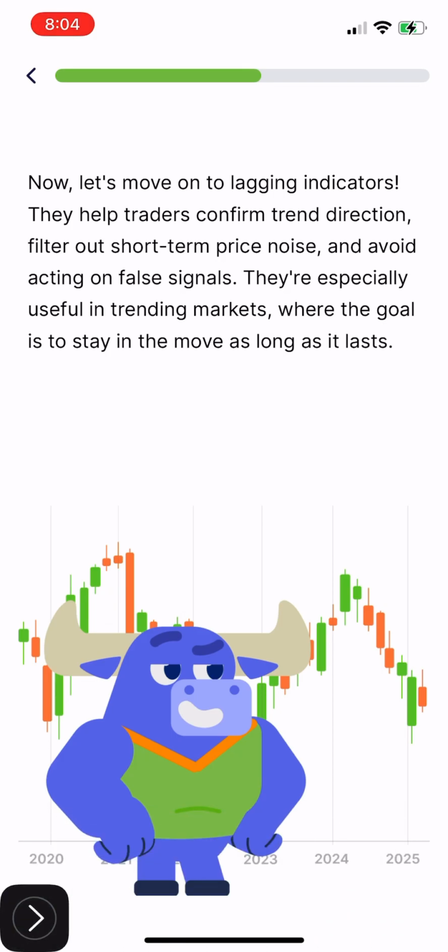Now, let's move on to lagging indicators. They help traders confirm trend direction, filter out short-term price noise, and avoid acting on false signals. They're especially useful in trending markets, where the goal is to stay in the move as long as it lasts.